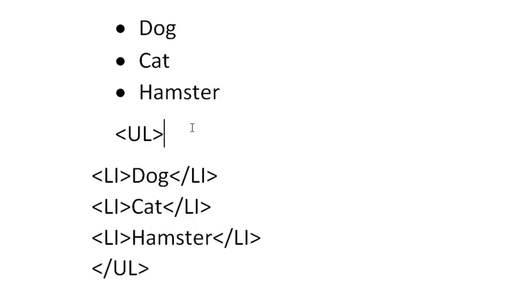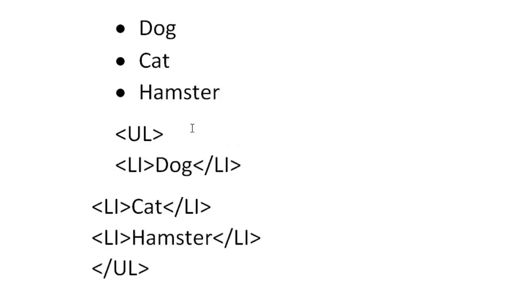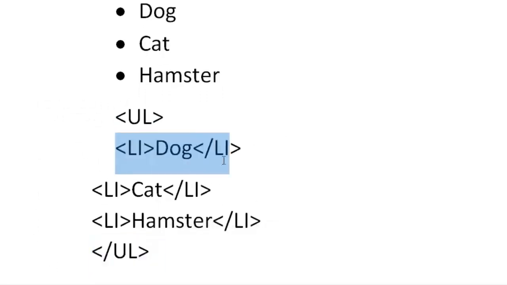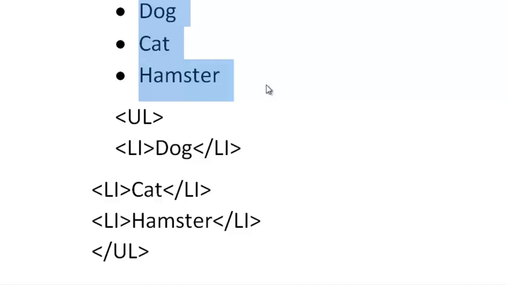Pretty simple, right? So after you understand that concept, that you have the open tag here, the closed tag here, and then the items that are surrounded by the LI tag. So LI dog /LI, LI cat, close the tag, LI hamster, and then close that tag. All right. So now that you understand that, what I want to talk about now is ordered lists.